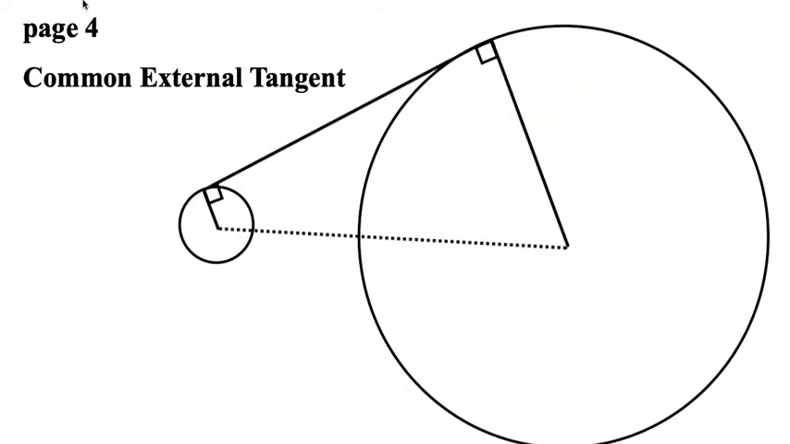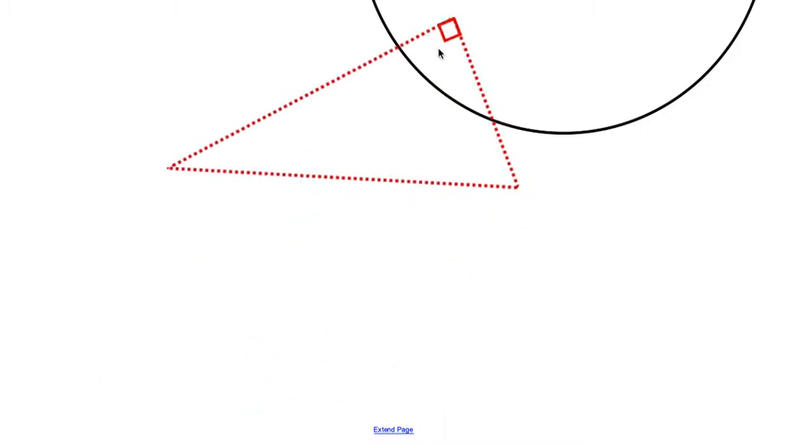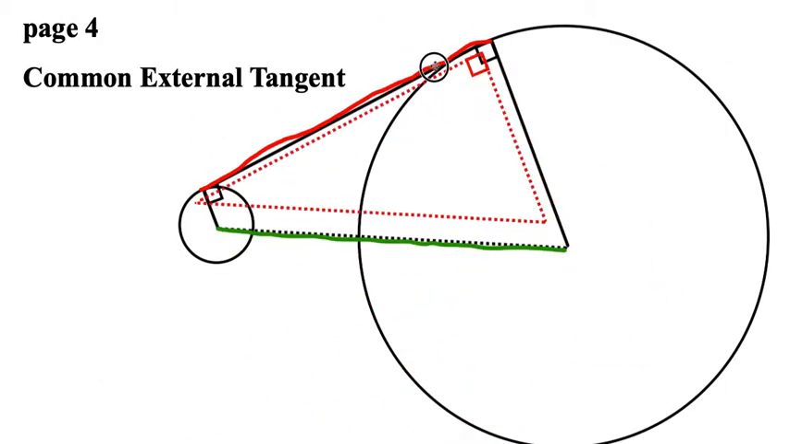Something similar with the common external tangent. The difference here is this tangent, right here, does not cross the line that represents how far apart they are. So this is a line that represents how far apart the two circles are, and the external tangent would look like this. It does not cross between the two circles. Pretty commonsensical. Now, I've constructed yet another right triangle that I'm going to overlay here.